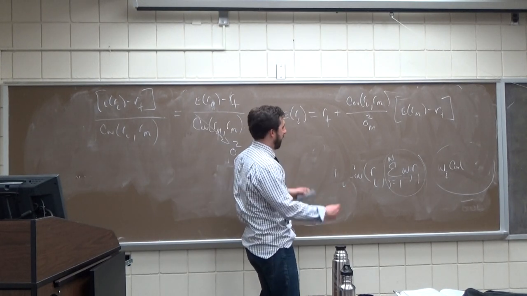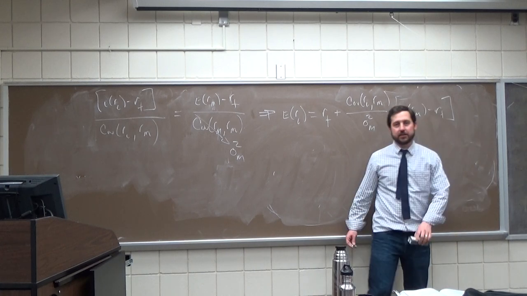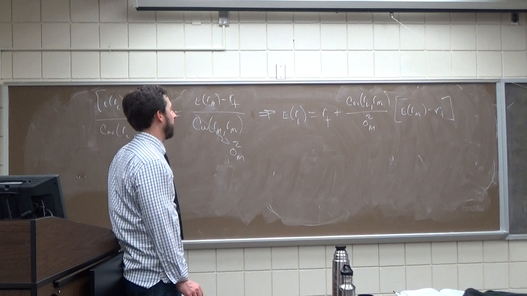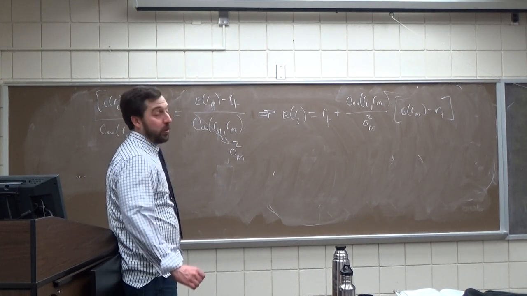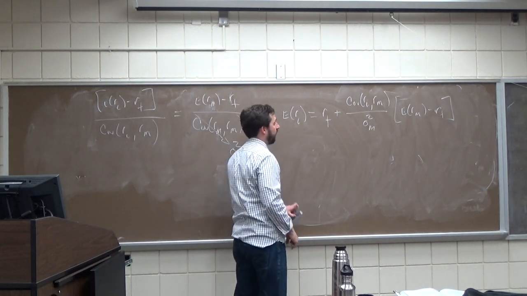Keep in mind, this is a capital asset pricing model. Don't say the capital asset pricing model. It's the most famous capital asset pricing model, and it's just one way to price capital assets. But good. So what we can immediately get from this is that the expected return on any asset in the economy is a function of a couple of things.